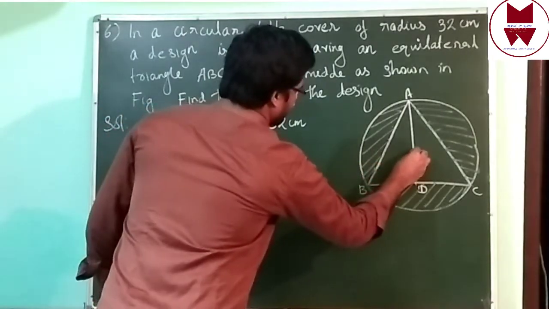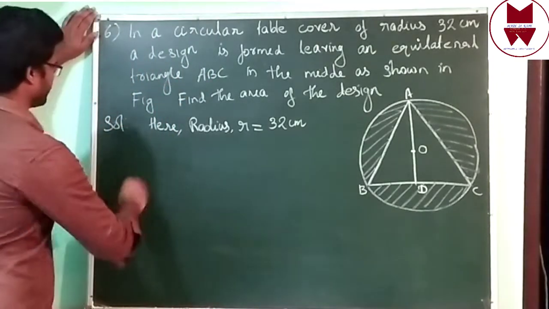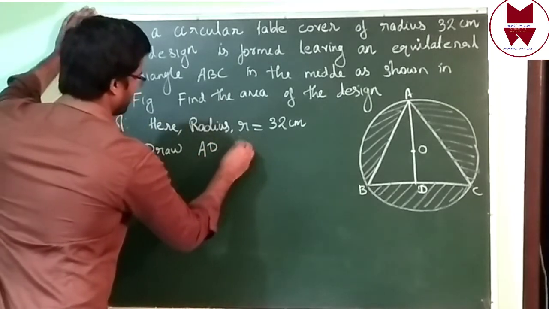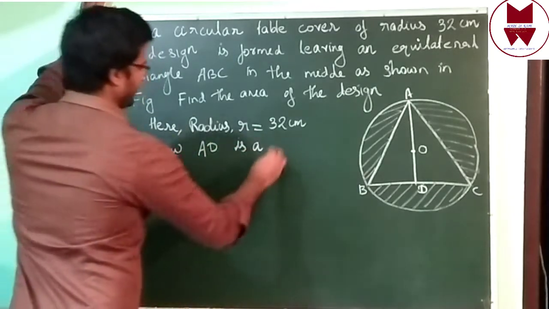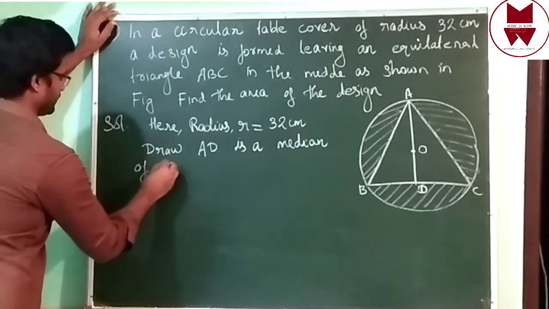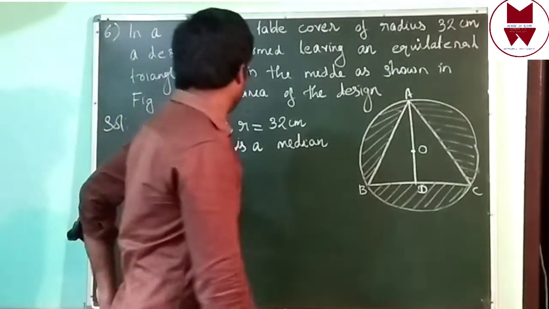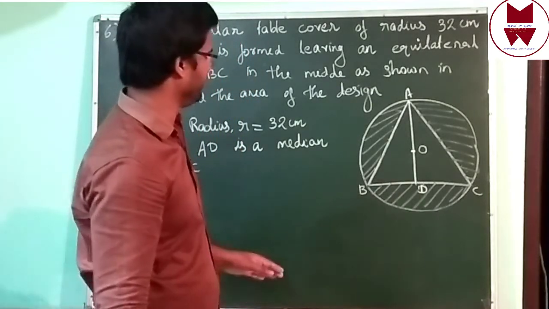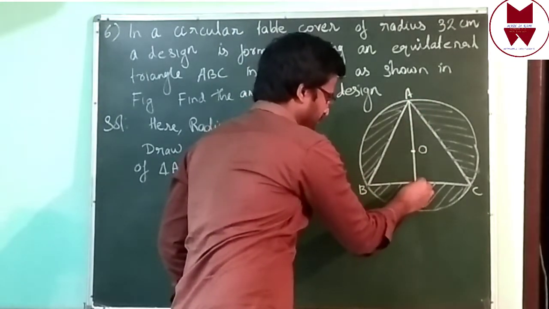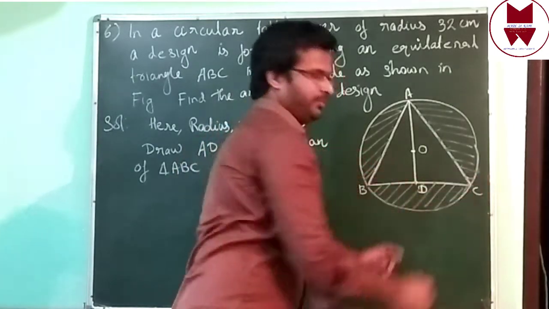Here this is the center, call it O. Draw AD. AD is a median of triangle ABC. We have drawn one median of the triangle, AD. That means D will be the midpoint of BC, so BD and DC will be equal.